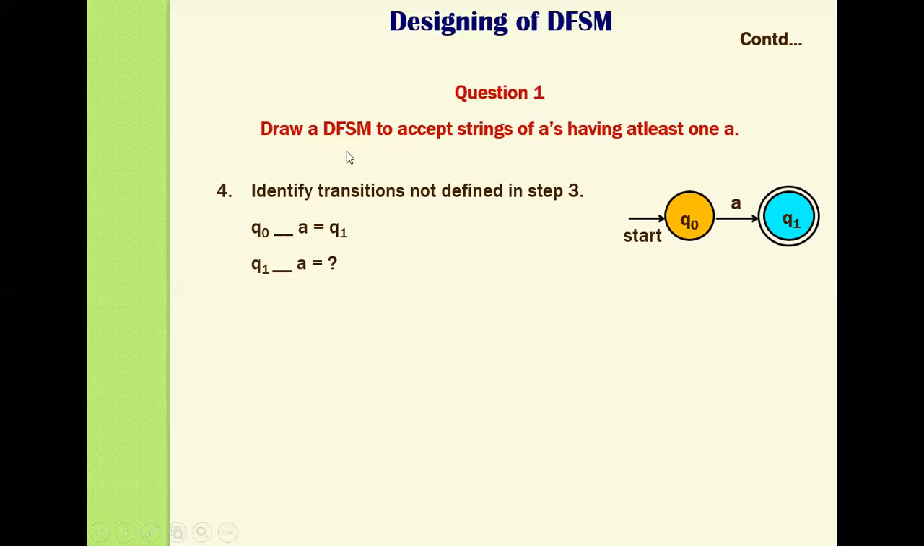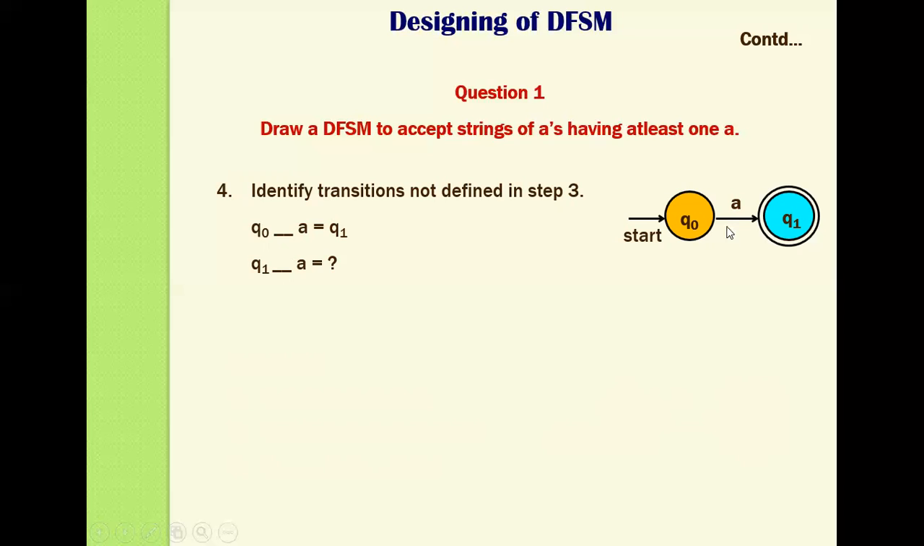Okay, that means I have two states here. One is Q naught, and what is the input alphabet we have? A. So what is Q naught upon A? We have to find out. Or if at all it is found, good, no problem. Then I don't have any other input alphabet, so I will start with Q naught. Then next state we have is Q1. So again Q1 upon A we have to find out. That means every state we should have a transition upon every input alphabet.